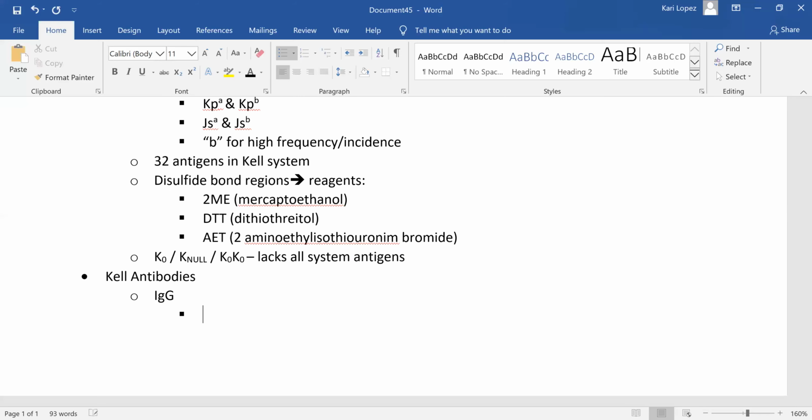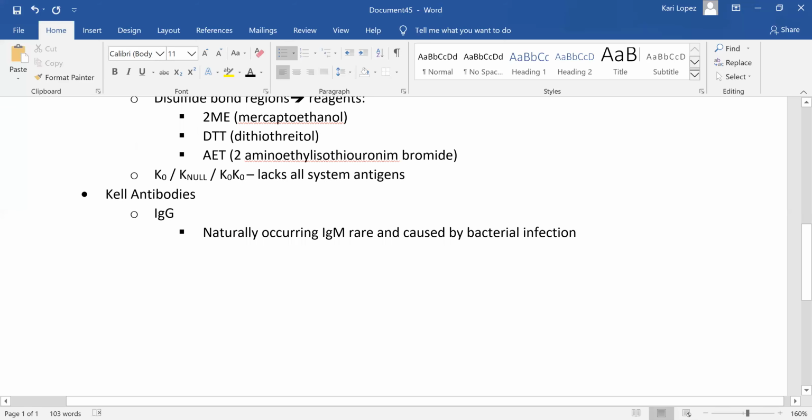With an exception that naturally occurring IgM are rare and caused by a bacterial infection. Specifically by that E. coli 0125:B15 or something like that. So a specific strain of E. coli infection can cause a naturally occurring IgM Kell antibody, but that's super rare. So if you ever get asked a question, it's IgG.